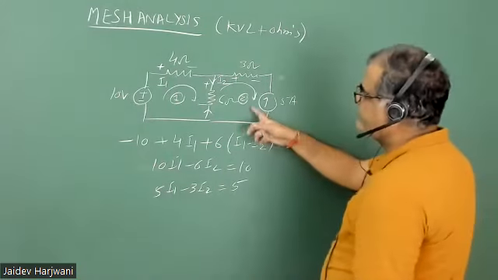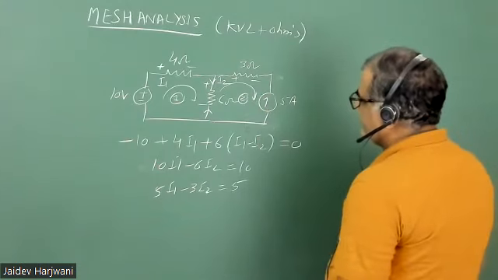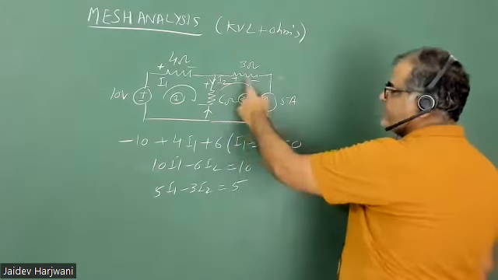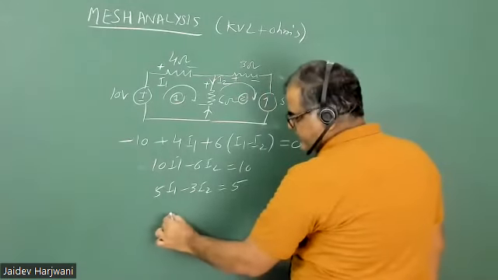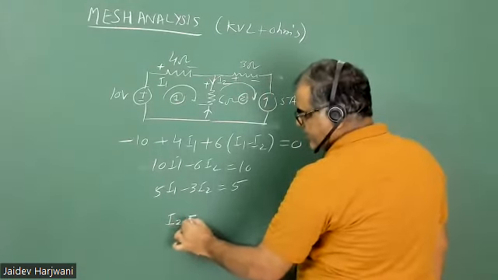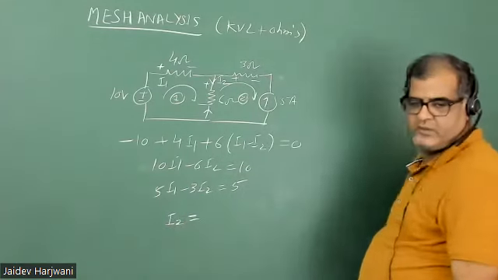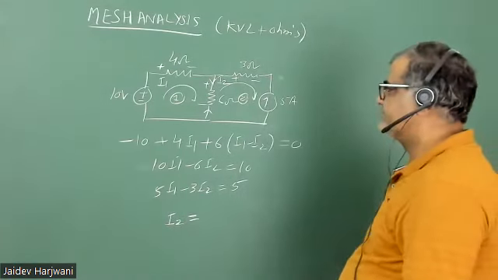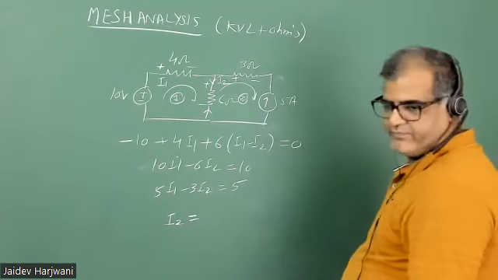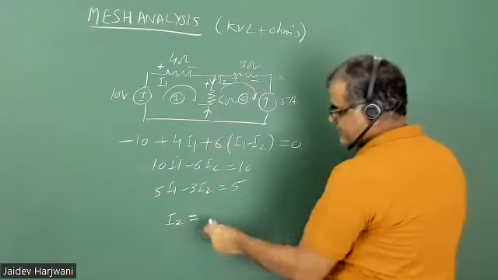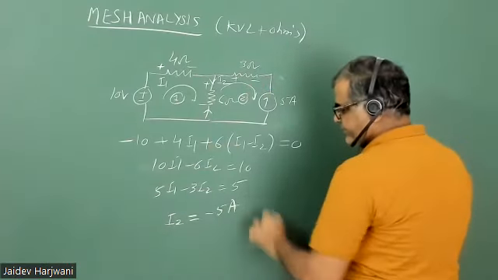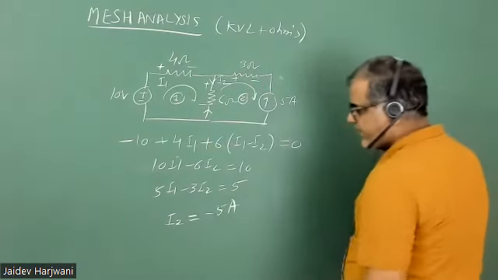And another loop. I have assigned the current I2, but there is already a current source here, so the current is fixed here. In the second loop, what is the value of current? 5 amperes. Because you assigned I2 here, the current is like this, so I2 is minus 5 ampere. Now put this value here, you can find I1, I2.